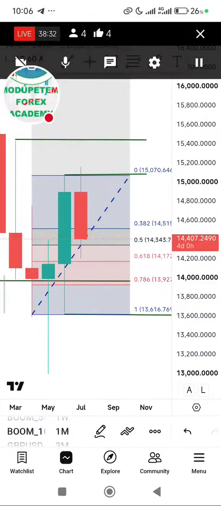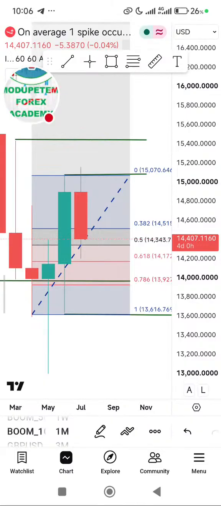You can expect a rally up and continue the CRT to take out this monthly CRT candle. So since I've established that, I'll be waiting for them to rally down. So that is for Boom 1000.